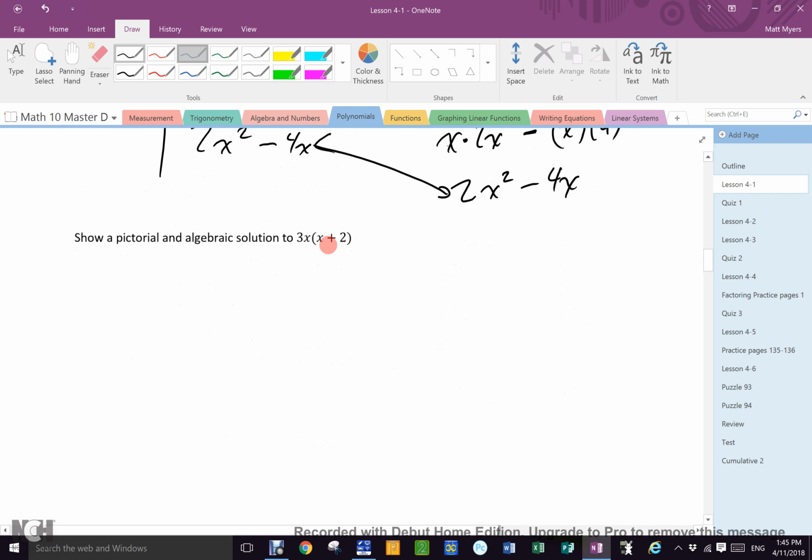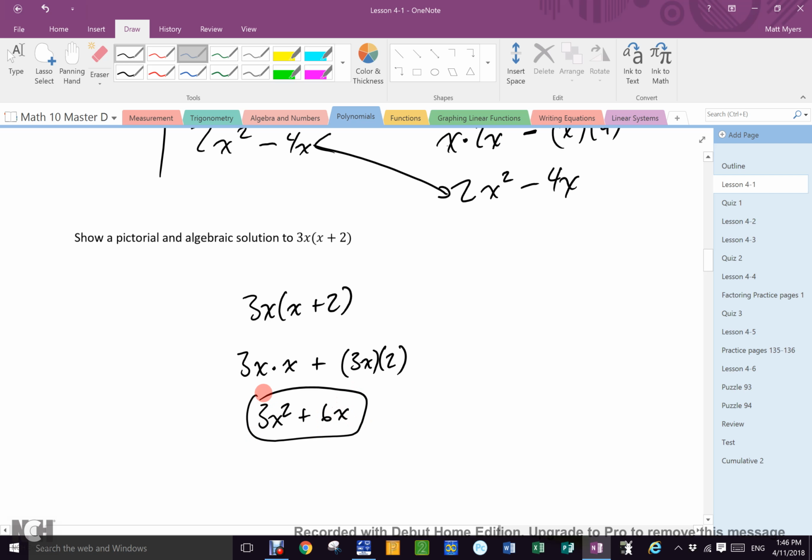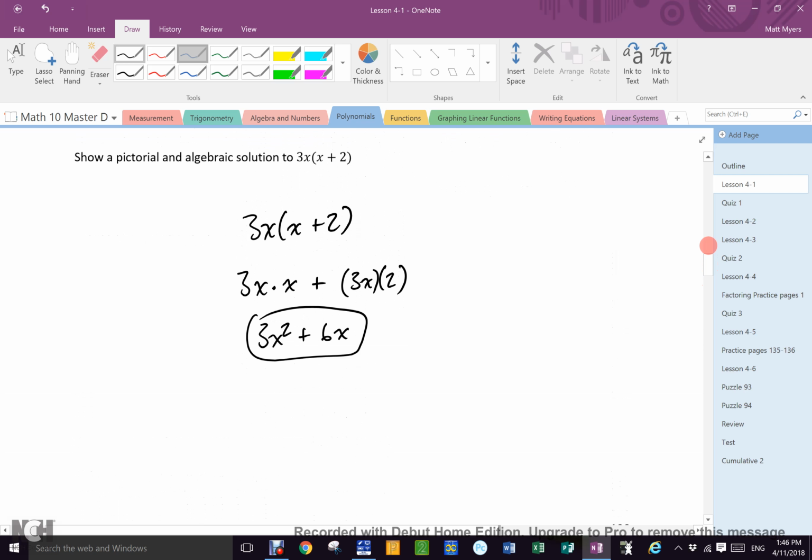I don't feel I need to do a picture here, do I? No. So what is it? We are going to write it all out because we're still doing notes. 3x, x plus 2 is really 3x times what? X plus 3x times 2. What's 3x times x? 3x squared. What's 3x times 2? 6x. Good? Okay, that is as far as everybody in BC had to go in grade 9.